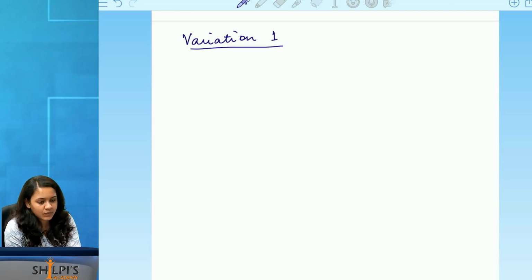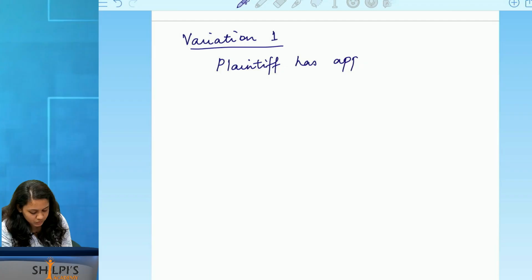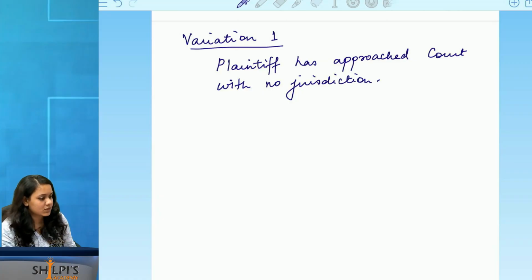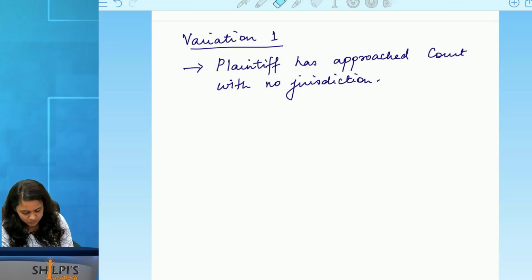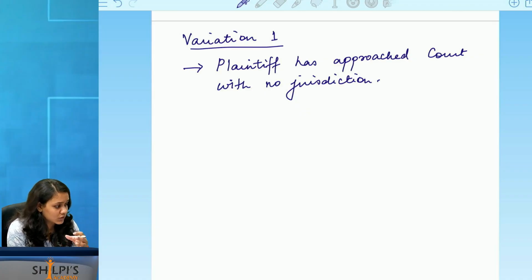What happens if the plaintiff goes to the court with the wrong jurisdiction? Plaintiff has approached court with no jurisdiction. What happens in this case? When will they even find out that the court doesn't have jurisdiction? Okay, it's not an automatic process.